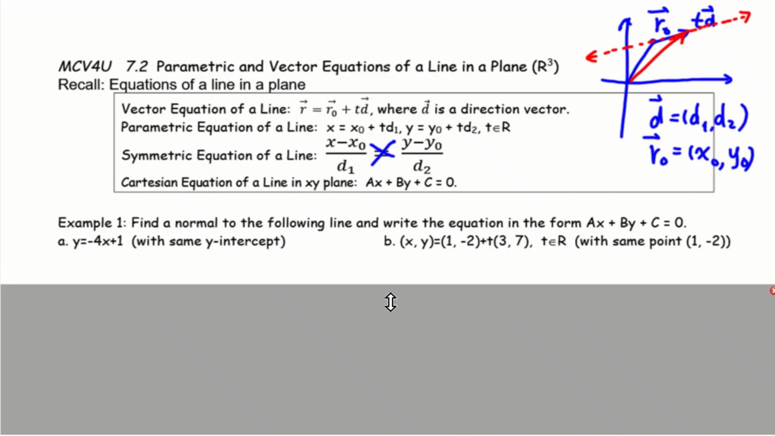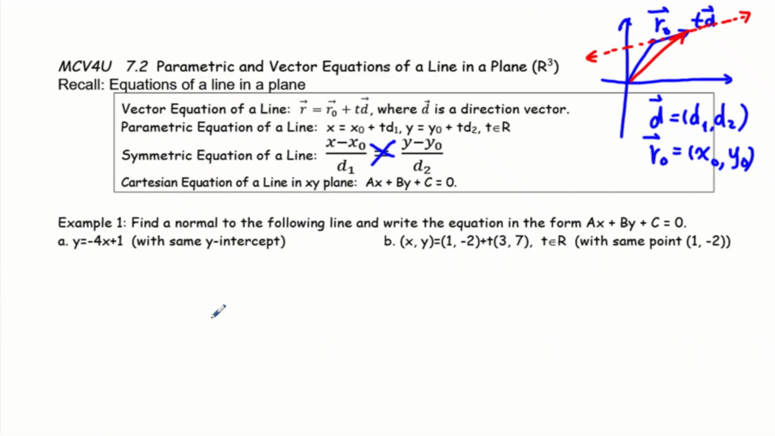So now we are going to practice finding the normal. Normal means it's just perpendicular to the line. So this is a normal, if this is the first line. So in example 1, we want to find the normal to each of them and write it in this form, Cartesian form. So y equals negative 4x plus 1, with the same y-intercept.